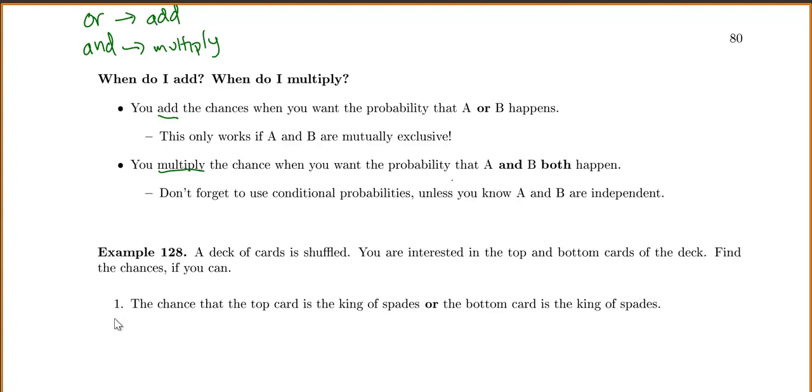So number 1, the probability that the top card is the king of spades or the bottom card is the king of spades. Now keep in mind, the top card can't be the king of spades and the bottom card be the king of spades at the same time. These are mutually exclusive because they can't happen at the same time. And that's good because if they're mutually exclusive, then we can add their chances to find the probability of the OR.